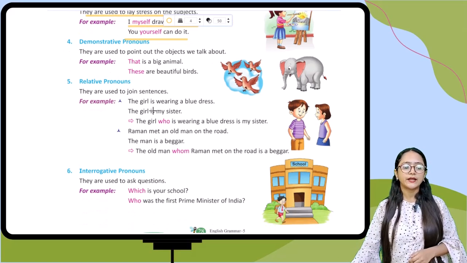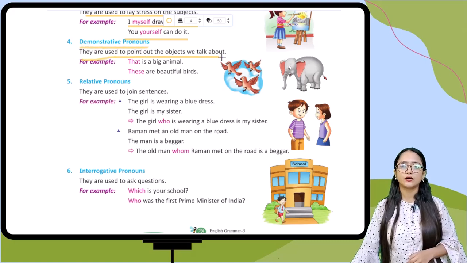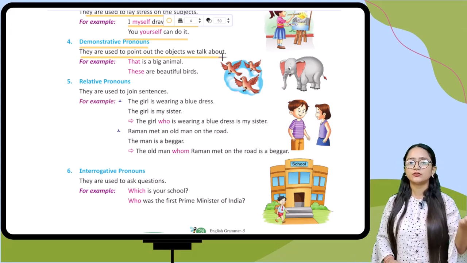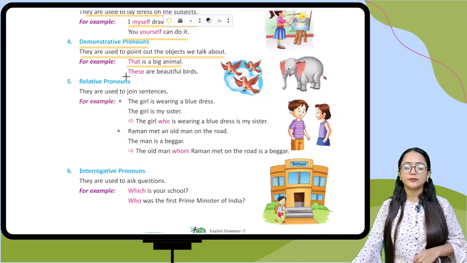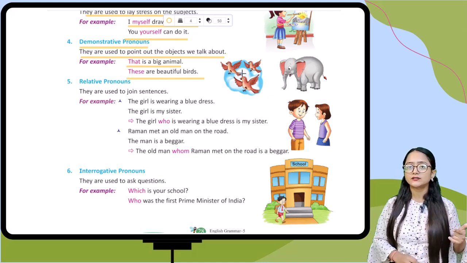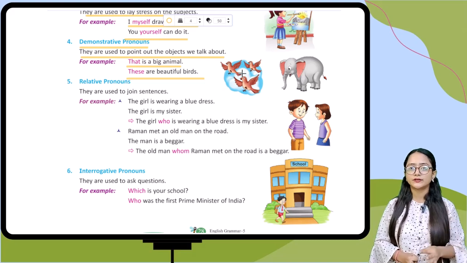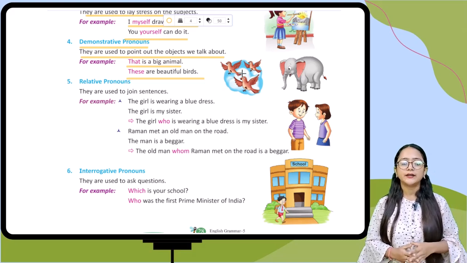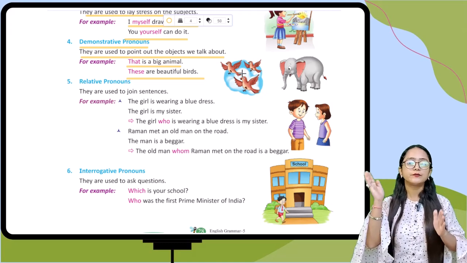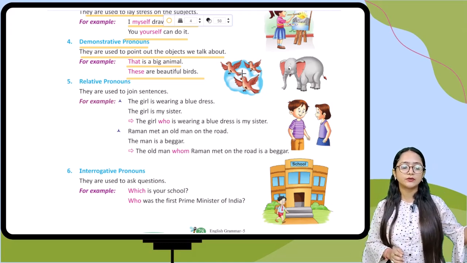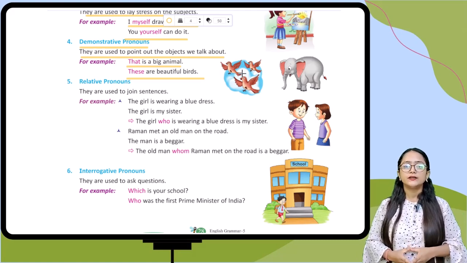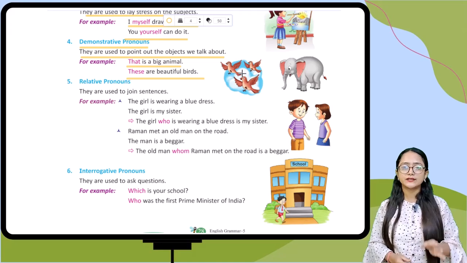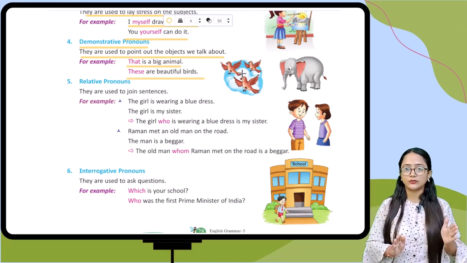Now next type of pronoun is demonstrative pronoun. They are used to point out the object which we talk about. For example, that is a big animal. These are beautiful birds. In the earlier class also, demonstrative pronoun and demonstrative adjectives are very different. How? In the demonstrative pronoun, it is used before the verb. Here you can clearly see that before the verb is, that is used, before the verb are, these is used. But in the demonstrative adjective, it comes before the noun, not before the verb.